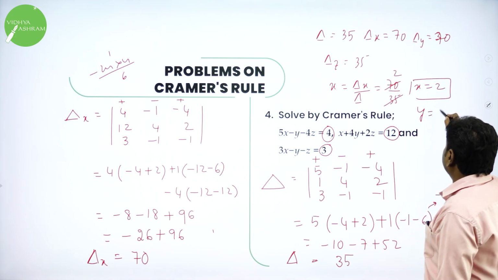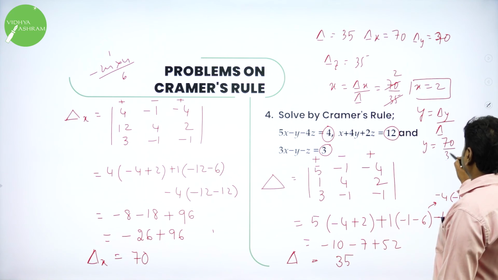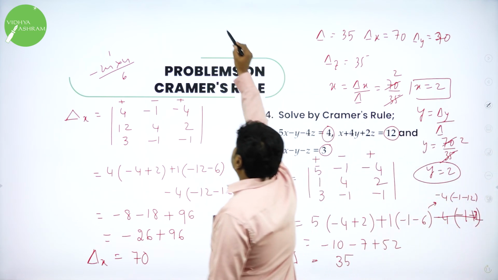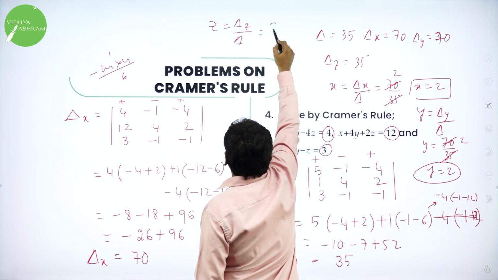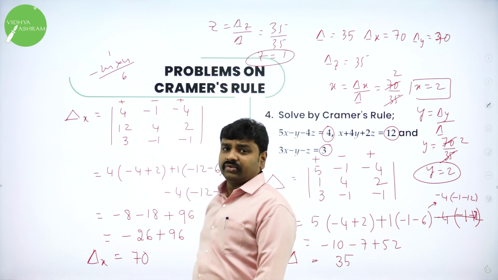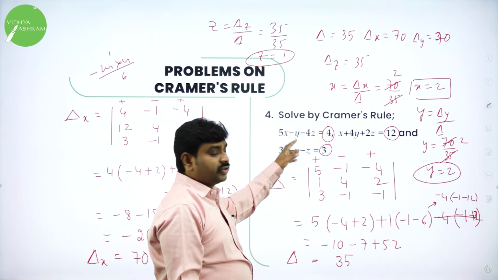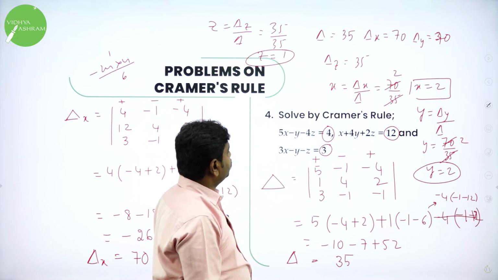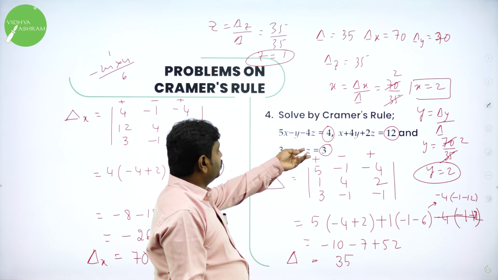Similarly, what is y? Y is delta y by delta, that is 70 by 35 is 2, y is 2 you got. Now z, how to find z? Z is delta z by delta, which is 35 by 35, 1. So you got x, y, z values. If you substitute in any one of the equations, you should get the RHS. 5 into 2, 5 2s are 10, minus 2, 10 minus 2 is 8, minus 4, 4.